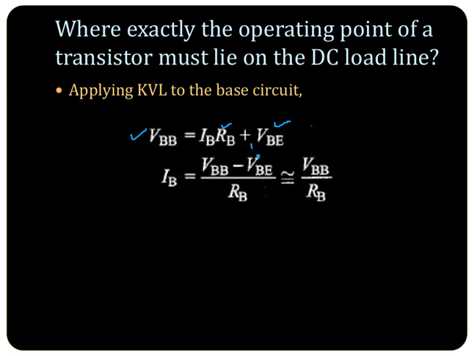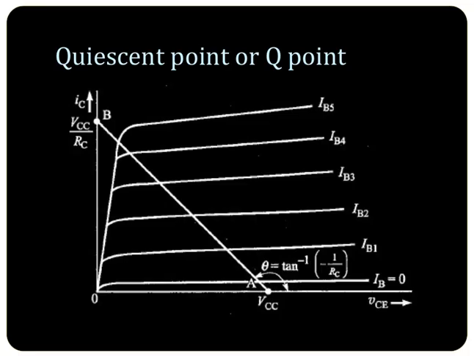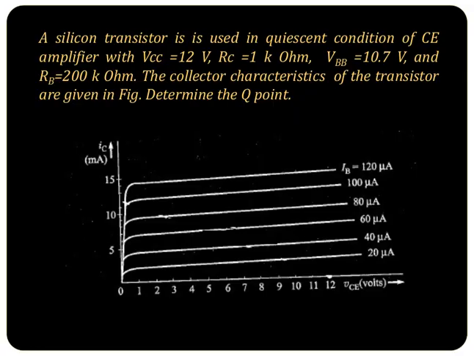So how will you find out the base current? You know the value of VBB, you know RB, and VBE is, as I said, 0.7 or 0.3 volt depending on whether it is a silicon or germanium transistor, since the base emitter junction is forward biased. And IB will be given by VBB minus VBE by RB. So if you get the value of IB, you can mark the operating point, or the Q point, here.